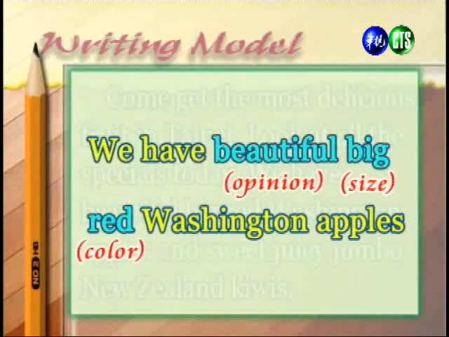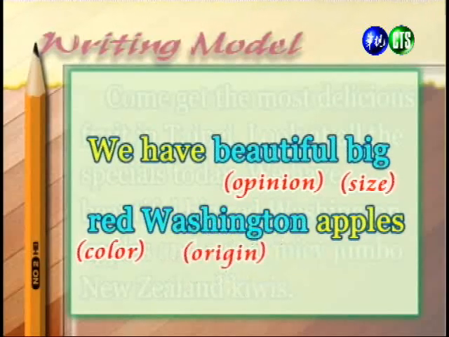Our next adjective is red, and this is a color adjective. Then our last adjective is Washington, and this is an origin adjective. It shows where the apples come from. Right, let's take a look at another sentence.